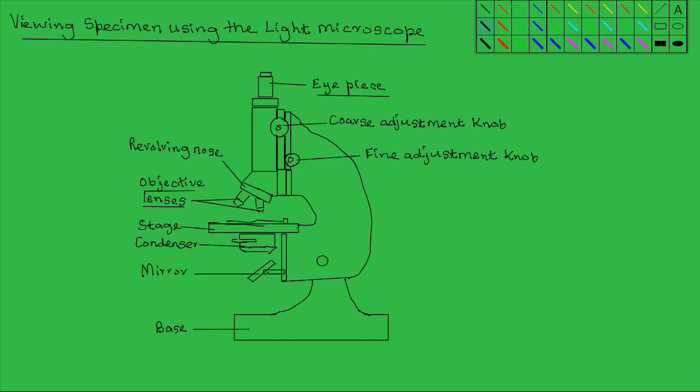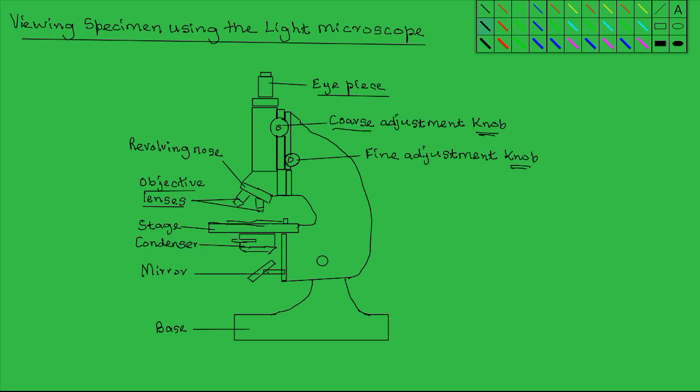Now, if you look at a diagram of the microscope, there are different parts, each part playing a very important role in ensuring the viewing of the specimen. There are two knobs that bring about adjustment and focus of the specimen.